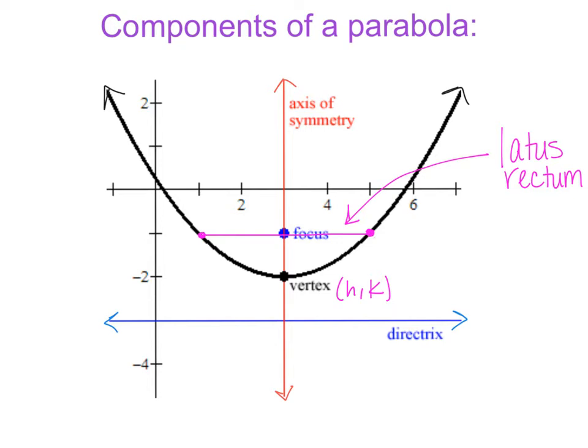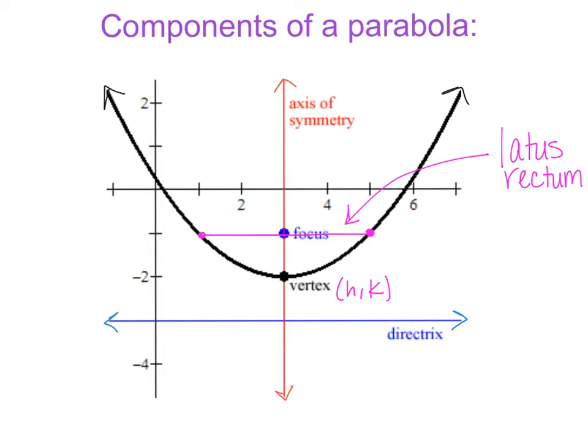The first thing that I always look at is the vertex. That is, in this case, our minimum value, but if it turns the other way, it would be the maximum value. And if it opens to the right or to the left, it's not quite min or max, but it is the most, quote-unquote, bottom point, and we represent it with h comma k. Sometimes it's centered here at the origin. Most of the time it's not centered at the origin.